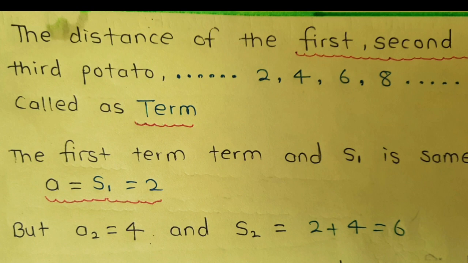sum to first term S1. We can tell him that A1 and S1 are same, but A2 and S2 are never same. If you want to find out A2, then it is very simple. In this example it is 4, but S2 in this example is 2 plus 4, that is 6. S2 is always the sum of the first term and the second term.